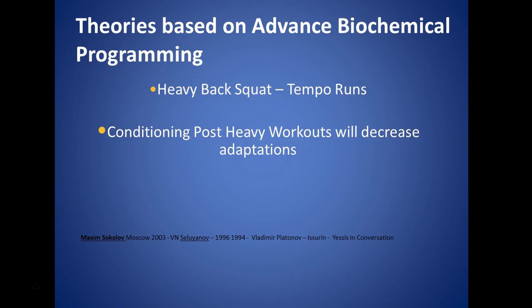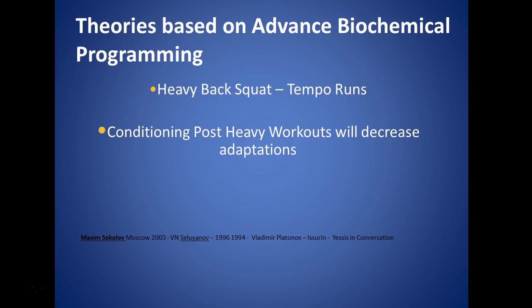Now, getting to the heavy back squat with tempo runs, many coaches across the country will, let's say, do a heavy back squat and then go out and condition. Well, the problem is that conditioning after heavy workouts will decrease the adaptations at the cellular level. Everything almost works, especially for non-athletes or couch potatoes, or many of the studies that people do on scientific levels of the general population. But when you get to the highest level, it's a completely different person, and you might have to just hope for 1 to 2% more adaptations.